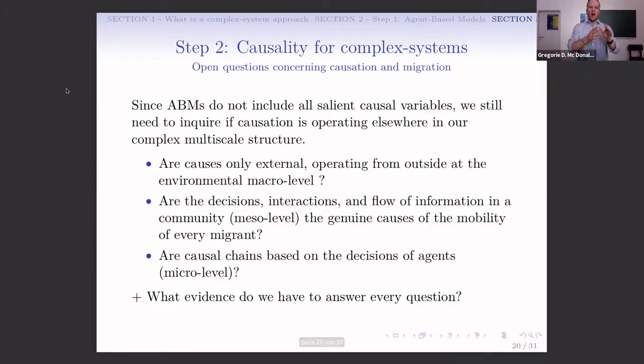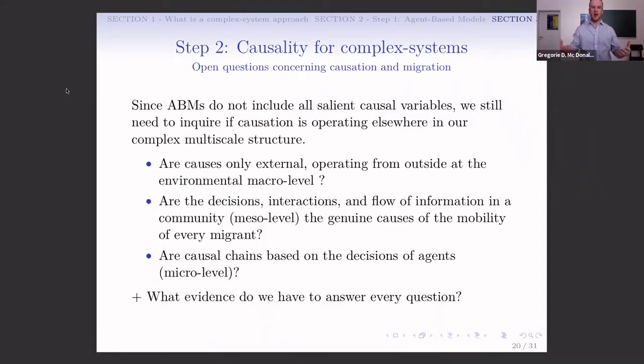So now I'll move to the second section of my presentation, which is we need an account of causality, of causation for complex systems. So the problem here is that there are still open questions concerning causation and migration as soon as we conceive migration as a complex system. So since agent-based models do not include all salient causal variables, we still need to inquire if causation is operating elsewhere in our complex multiscale structure. Of course, as I tried to explain before, agent-based models give you an overview of the emergence of macro level behaviors as a function of the state of our agents and their interaction at the micro level.